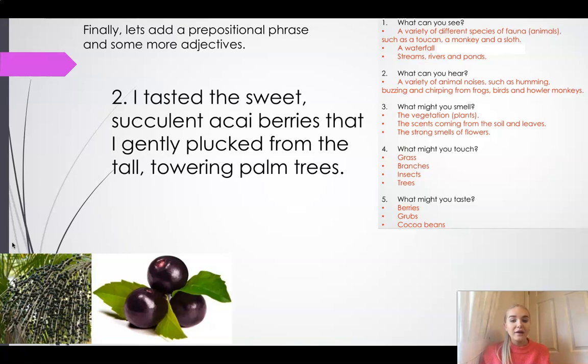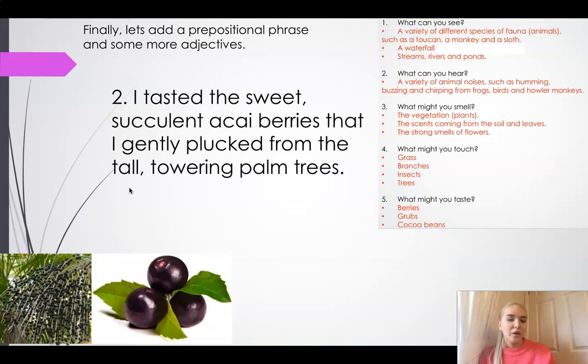So now we have transformed the sentence, I tasted the acai berries, to I tasted the sweet, succulent acai berries that I gently plucked from the tall, towering palm trees. What do you notice about these words tall and towering? What do they have in common? That's right, they both start with the letter T. And what was that called again? Alliteration. Well done. When the words start with the same letter, that's alliteration, and it helps your writing to read better.